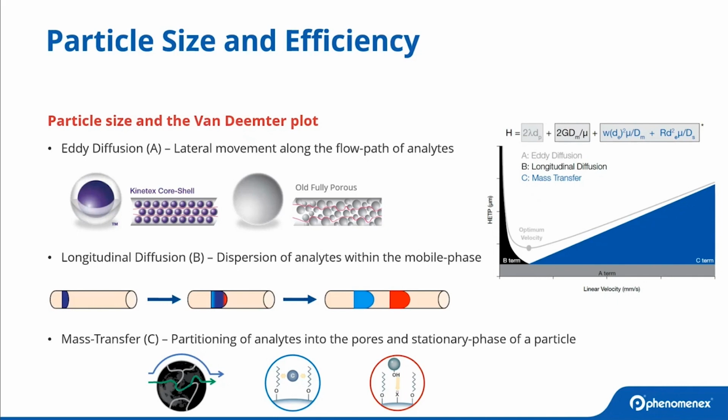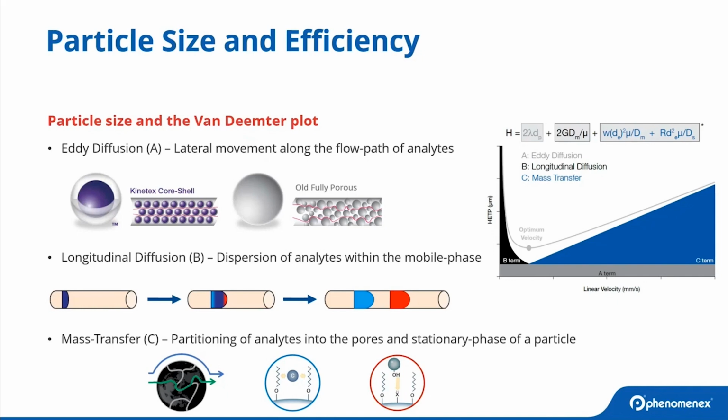of your analyte molecules through the column so as to minimize such effects as laminar flow and that distension of the cross-sectional flow path of the analyte band through the column. So in short, smaller particles, less contribution from eddy diffusion.